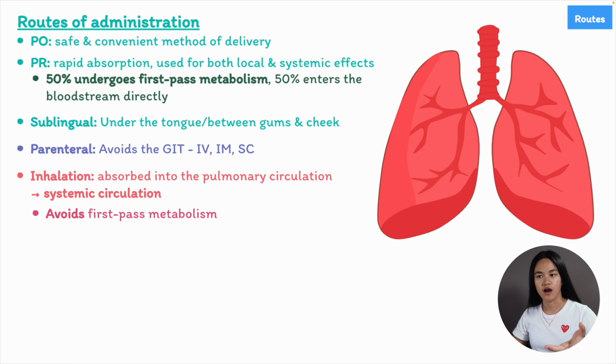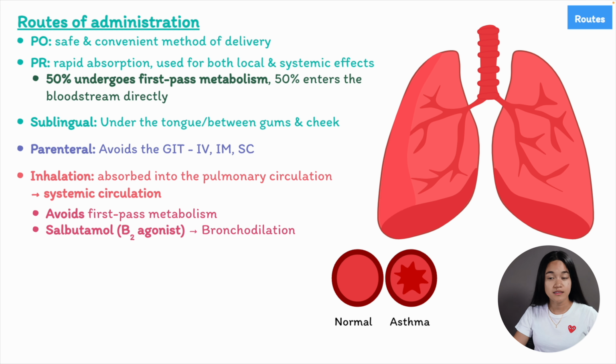It can be used to achieve either a systemic effect affecting the whole body or a local effect, specifically targeting the lungs. For example, the inhalation of salbutamol, a beta-2 agonist, causes bronchodilation and is used to treat acute asthma.